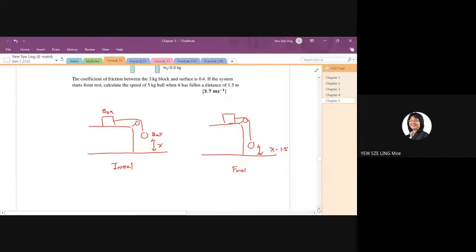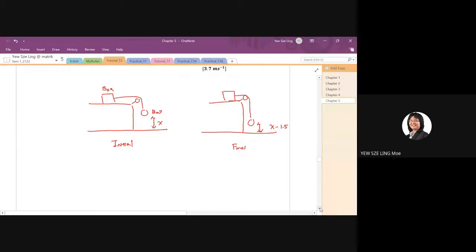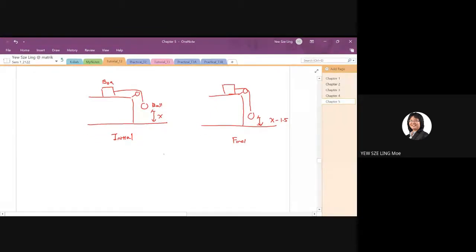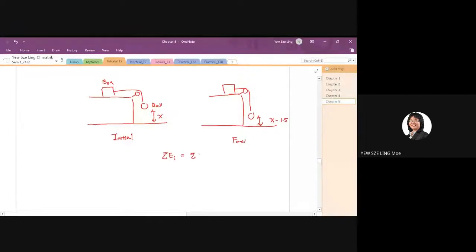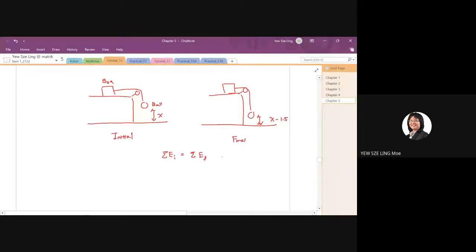If you apply the equation of conservation of energy, sum of E initial is equal to sum of E final, you need to take into consideration the energy of both objects, not just the ball. If you just look at the ball, then it is wrong. You have to consider both objects, because these 2 objects are acting as one whole system.